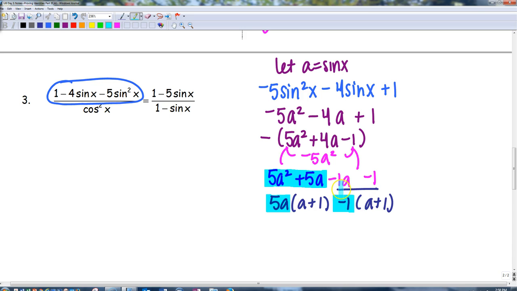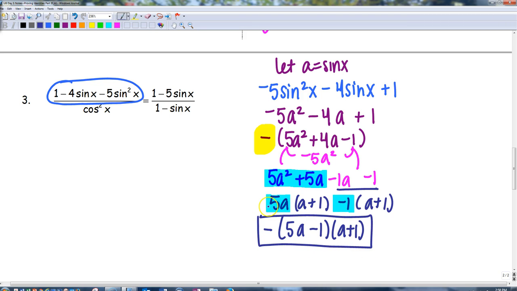So that's, whoops, 5a minus 1, a plus 1, but don't forget that you had this negative that we took out, so that negative should be there as well. Okay, all right, so that's your factored form. Now I'll come back over here and I will rewrite this with sine of x instead of a.